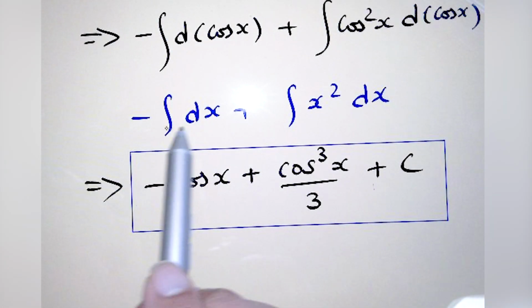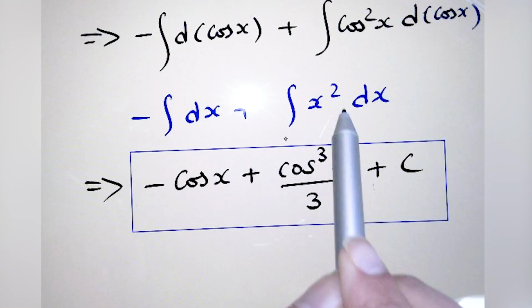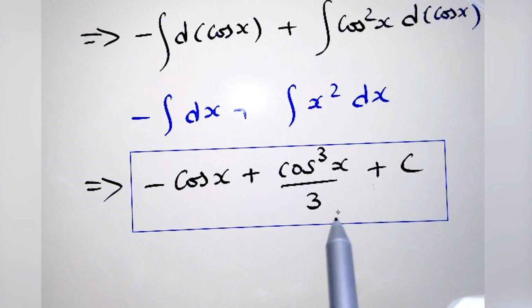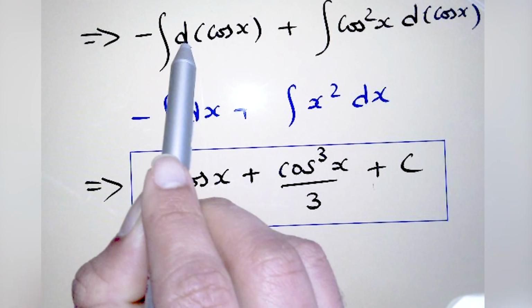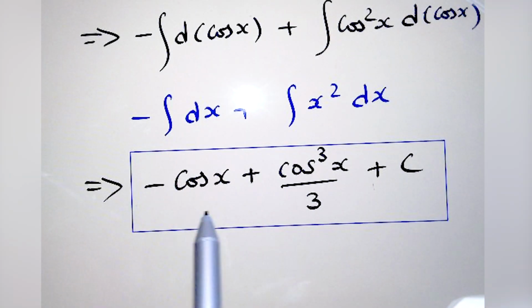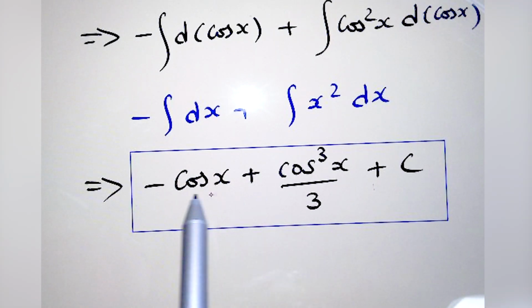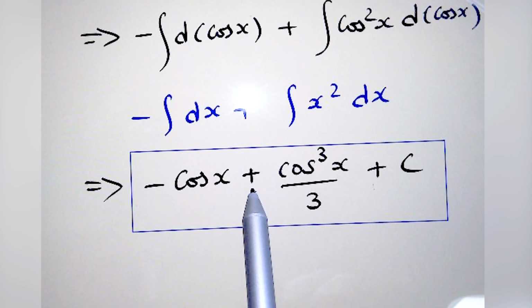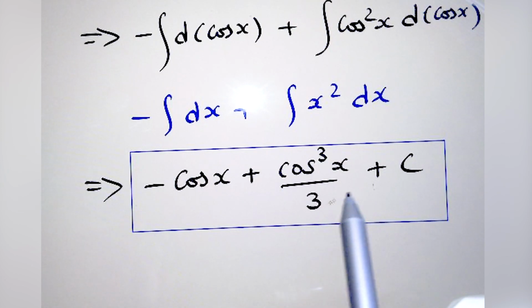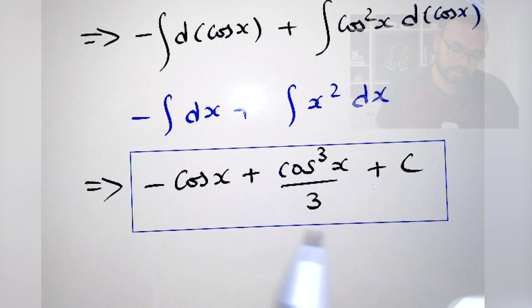Because integral dx is x, and integral x squared dx is x cubed by 3. So since we have d of cos x for our differential, we're going to write in terms of cos x: minus cos x plus cos cube x divided by 3 plus integration constant.